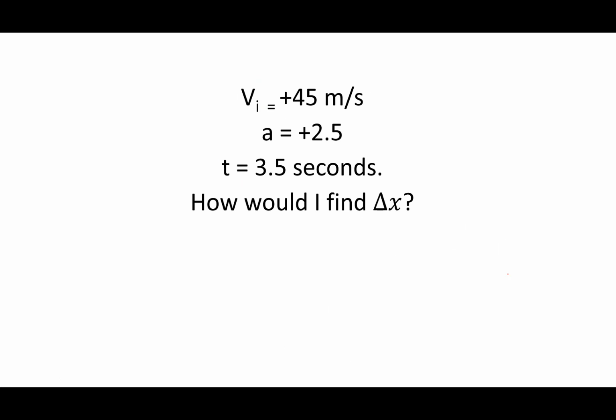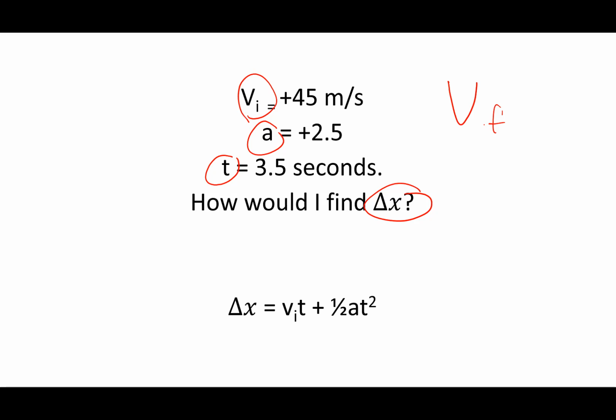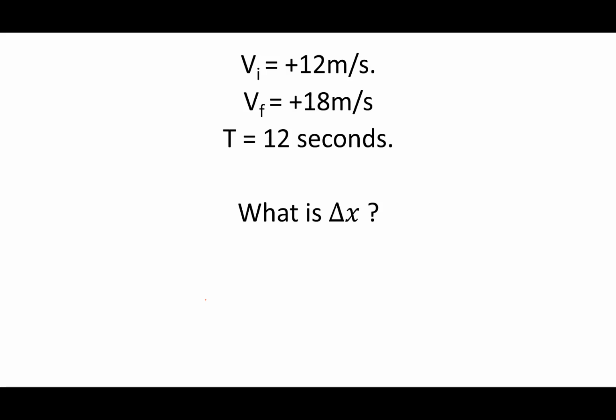So here, the way I figure out which equation to use is I say, okay, look, I have a vi, I have a, I have t, I need delta x. So the one variable missing is going to be vf, right? I don't have that anywhere. It's not what I'm looking for, and it's not what I have. So I do not need it in my equation. I look for the equation that's missing vf, and it is this one. So that's what I use. Plug in the numbers, solve.